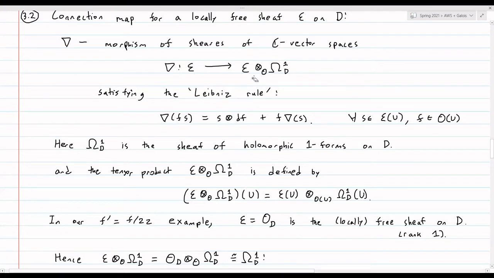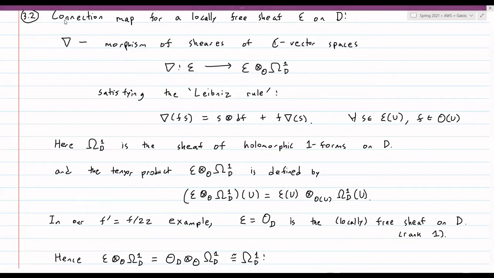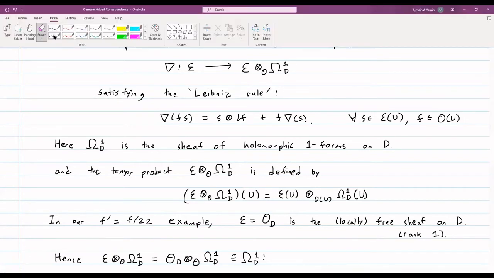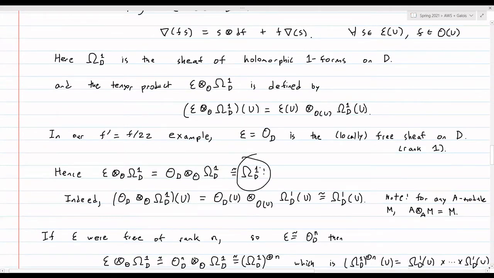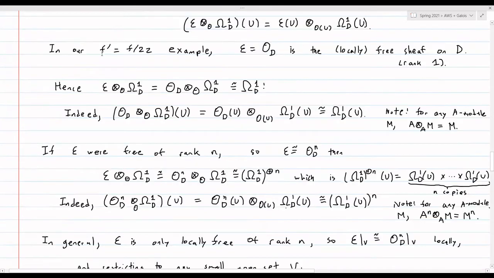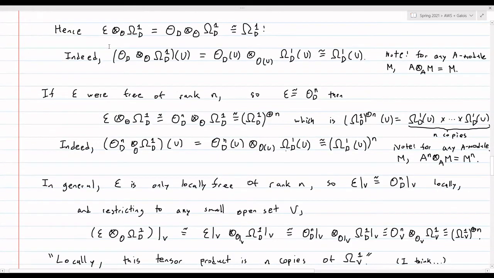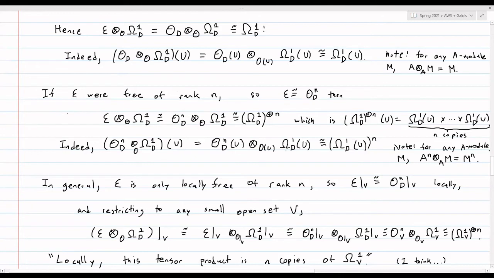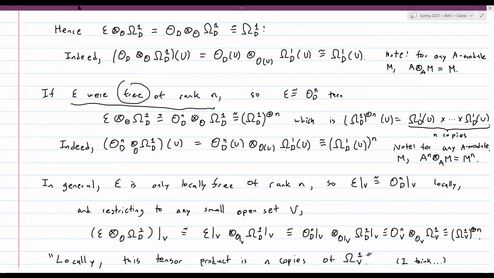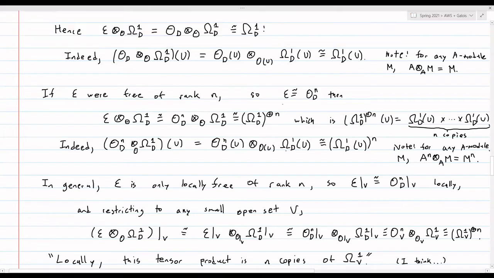And the tensor product is just allowing me to understand what's happening if the rank of my locally free sheaf is greater than 1. When it is just a free sheaf of rank 1, like in this example, then the tensor product is just the holomorphic one forms. But the tensor product allows us to talk in the same language about more complicated situations as well, right? So if E were free of rank n, so now it's not just locally free, it's actually free. Globally, it is looking like n tuples of holomorphic functions.